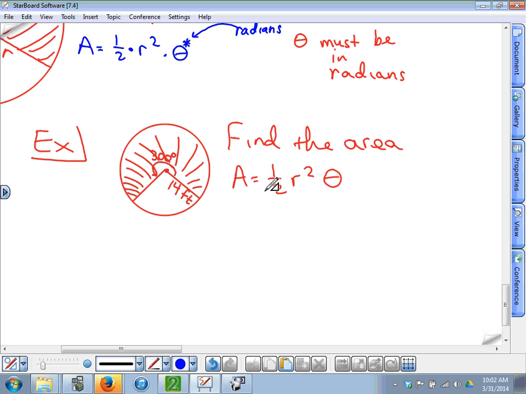So we are going to have to use this formula, but we can't use theta equals 300. We have to use its radian measure. So first thing is convert 300 degrees to radians. So it's pi over 180. The degree symbols are gone.